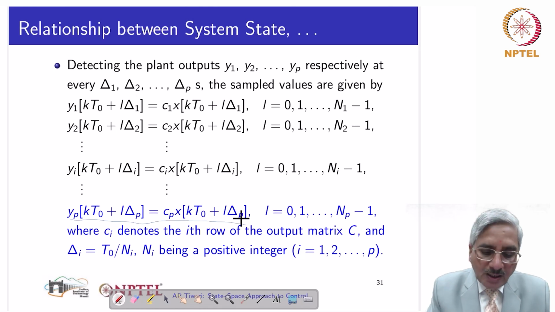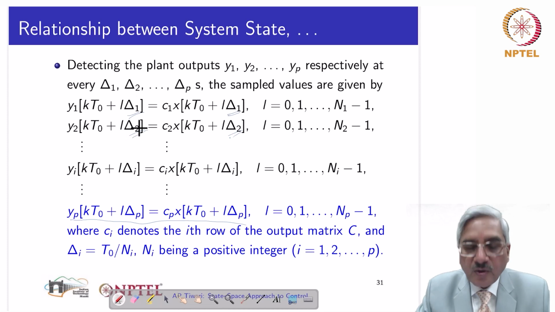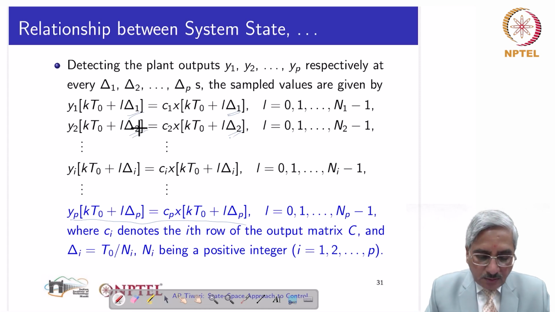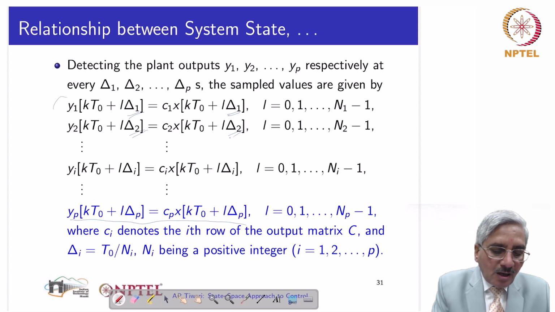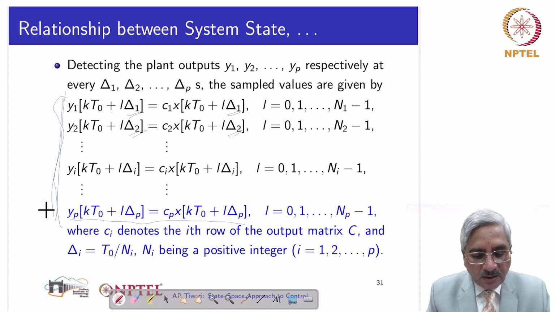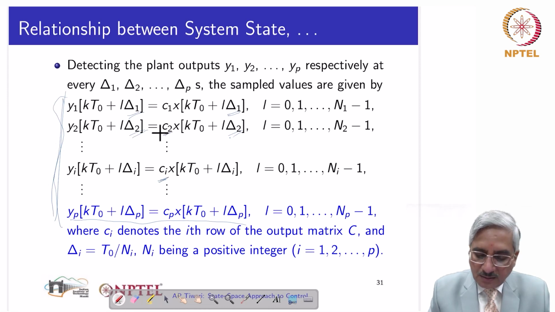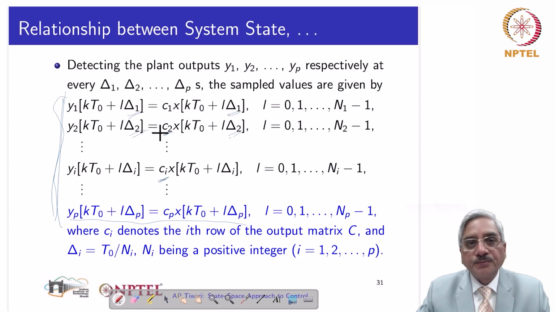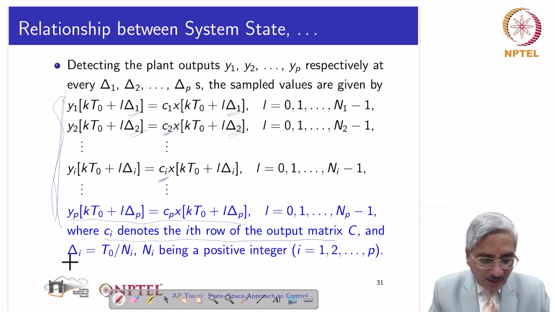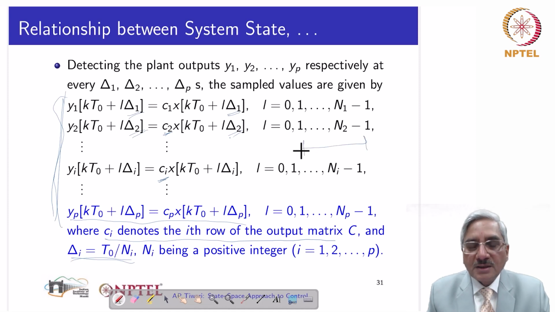So all are identical, with the only difference that the outputs are sampled periodically at the uniform rates of delta 1, delta 2, etc. And in principle, these deltas may be different. Delta 1 may be different than delta 2, and so on. However, they all are characterized by identical equations, and these multipliers are the corresponding rows in the output matrix C, as written here. Delta i, as I told, is t0 by Ni: one sampling duration is divided into Ni equal sampling intervals, that is delta i.